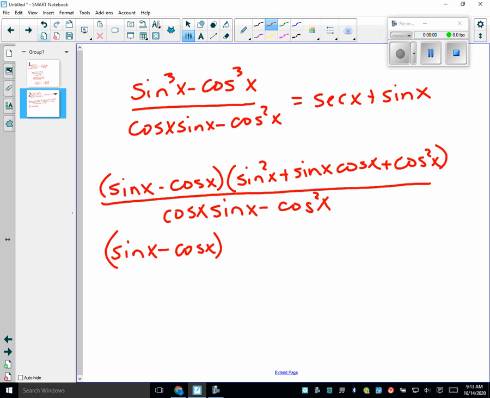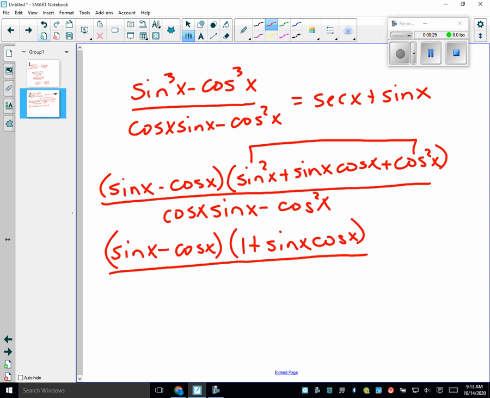Wait a minute, can I ask a question? What is this? Is it okay if I change it to 1? Sure. And I'm assuming I need to. I don't know that. 1 plus sine x cosine x. And this is over, you said factor out a what? Cosine? Leaves me sine x minus cosine x.